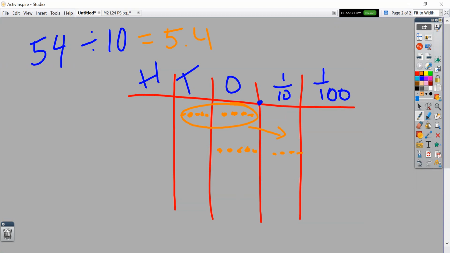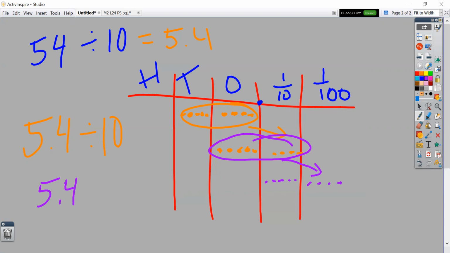5 and 4 tenths. But if we want to divide that again, 5.4 divided by 10, again, we can just keep shifting in the place values, right? We just shift it once. So 5.4 divided by 10. Whoa, I can't even write this morning. Come on, guys. Divided by 10 is actually, well, there's now 0 ones, 5 tenths, and 4 hundredths.